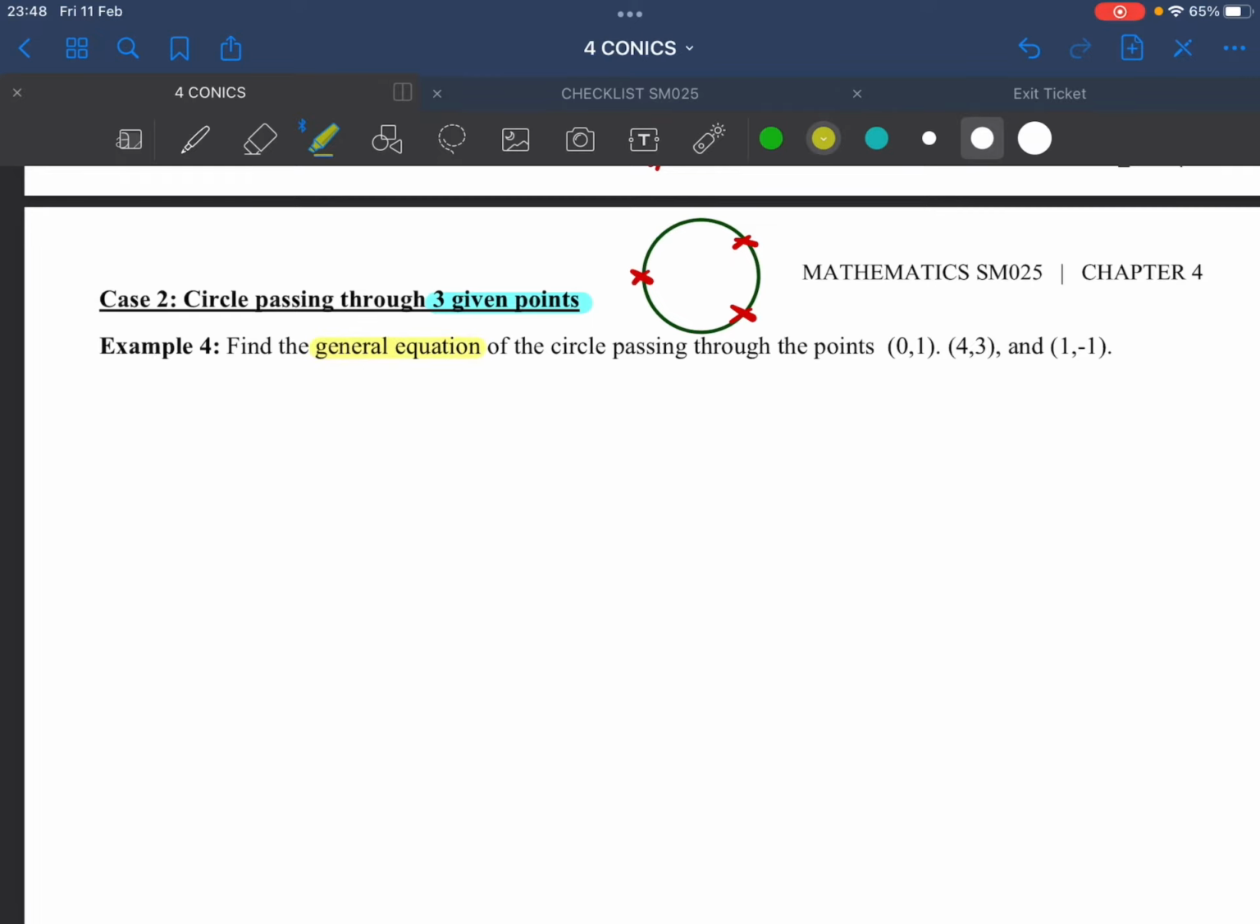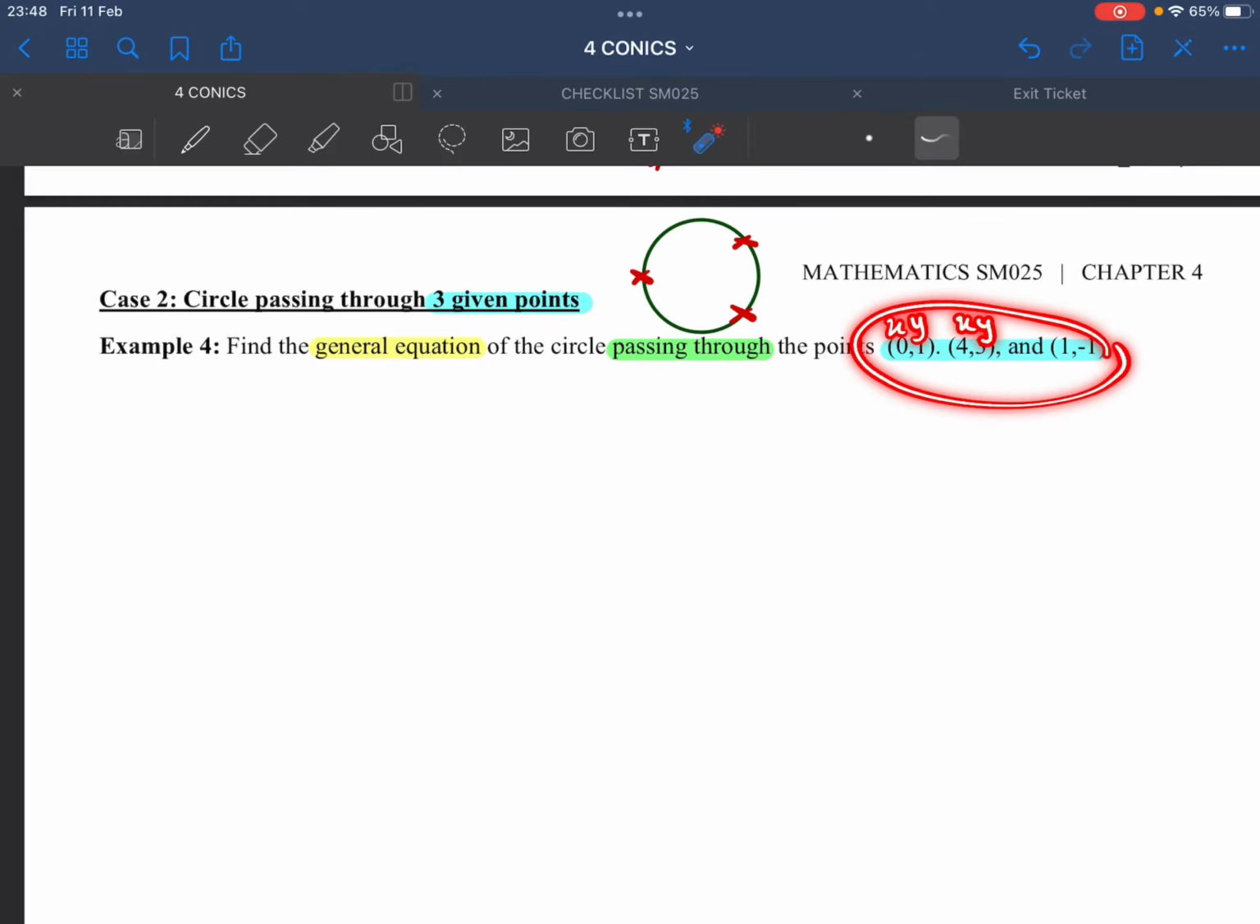Remember, the general equation of the circle passing through points. The keyword here is passing through. Passing through points (0, 1), (4, 3) and (1, -1). So that means all of this is our x and y. Okay, x and y, x and y.